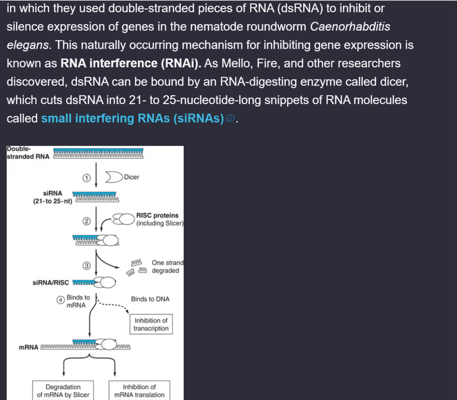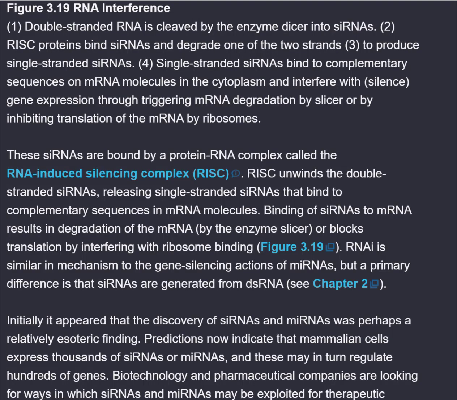As Mello, Fire, and other researchers discovered, dsRNA can be bound by an RNA-digesting enzyme called dicer, which cuts dsRNA into 21 to 25 nucleotide-long snippets of RNA molecules called small interfering RNAs, siRNAs.